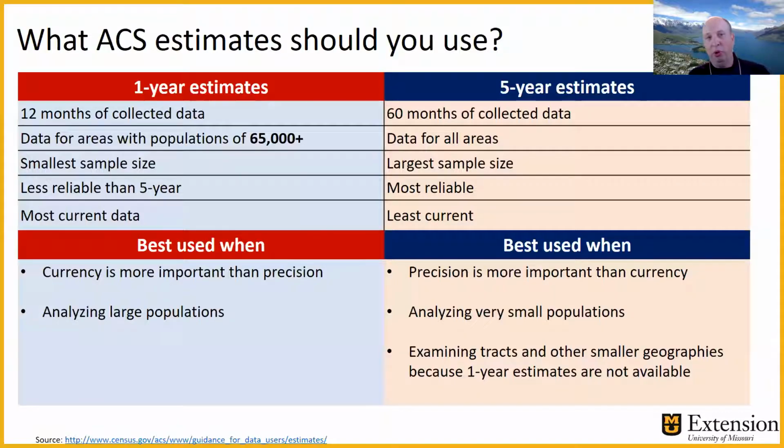Now, one of the things that's important to remember about the ACS is that there's two data series that come from this. One is the 1 year estimates, which has 12 months of collected data. And that's really for big places. Really, this all comes down, it's driven by sample size, right? Because the survey, you want to have a representative sample.